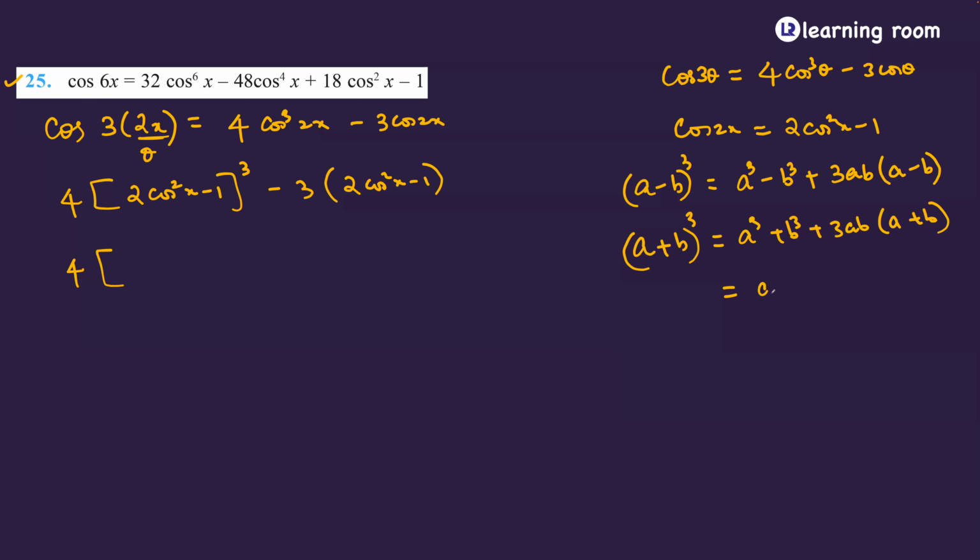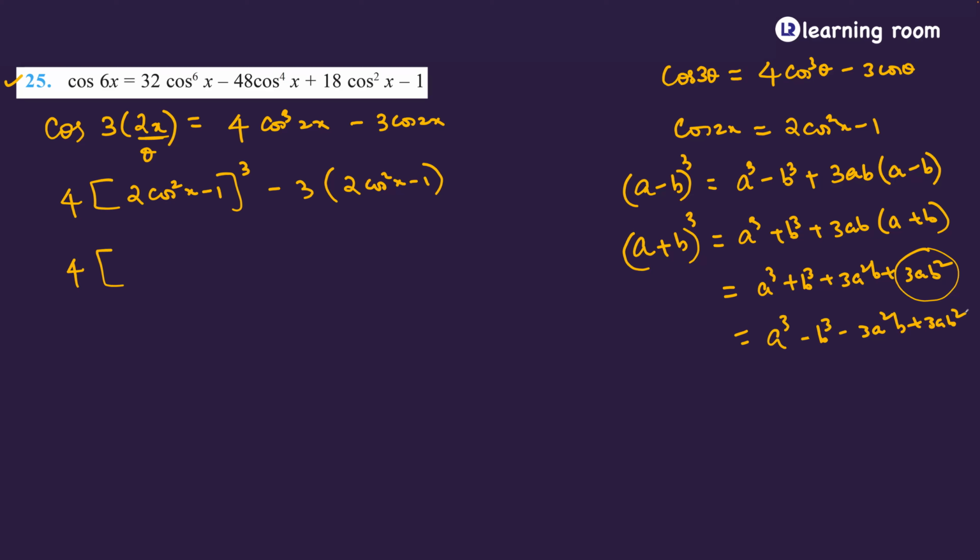So you'll have A cube plus B cube plus 3A square B plus 3AB square, correct? So, when you substitute minus B, what will happen? So, 3AB square will be there. It will become A cube minus B cube minus 3A square B plus 3AB square.